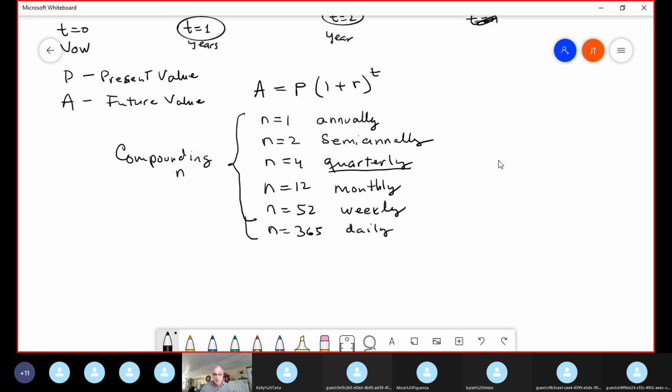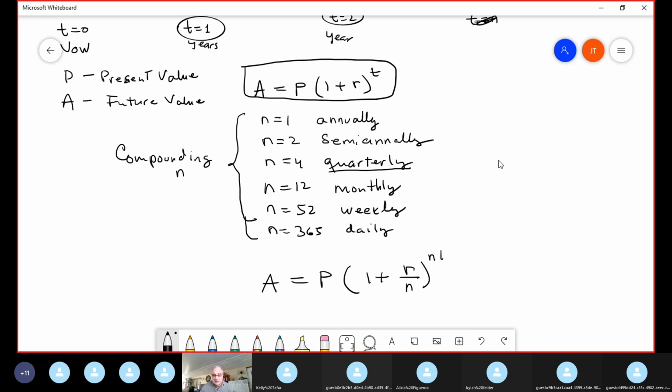So I refine the formula. This is not that formula. The formula is more sophisticated, like this. Look, including N compounding, the future value is equal to the present value times (1 plus R over N) raised to N times T. Because the interest rate is annual, and you have different periods inside 1 year, you divide the interest by N. And the multiplication, N times T. This is my final formula.